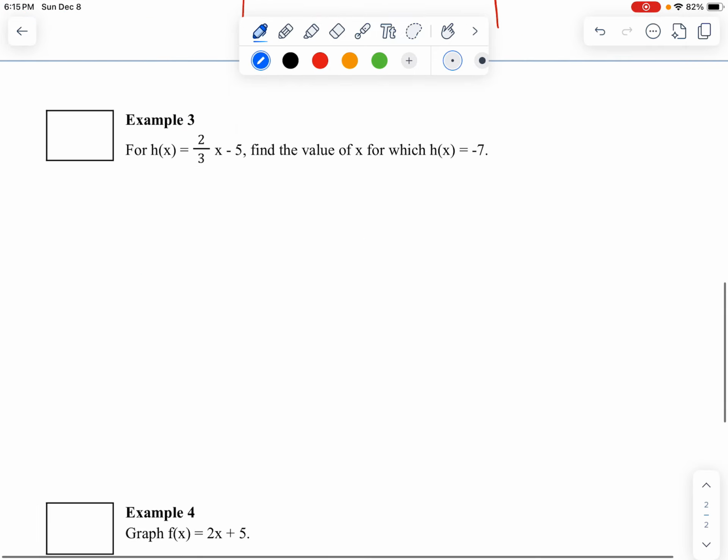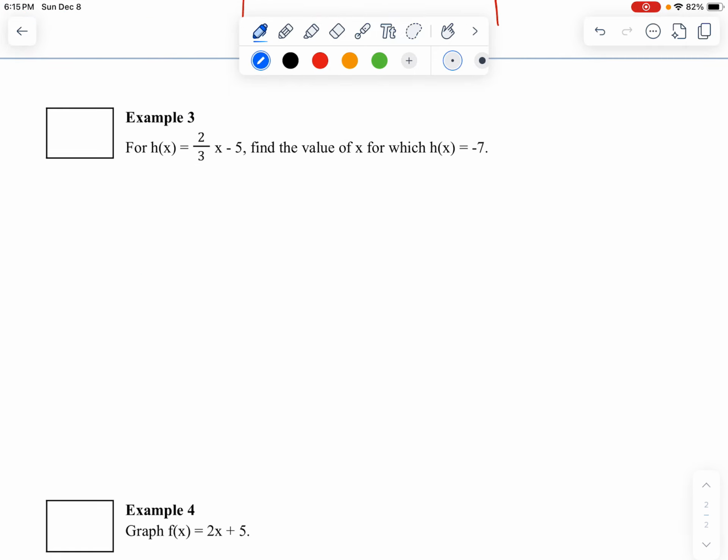Moving on. Find h of x, for h of x equals 2/3 x minus 5. Find the value of x for which h of x equals negative 7. Remember, this is basically like saying y equals negative 7, and now we're looking for the value of x. So when I rewrite this, instead of h of x, I'm going to write negative 7.